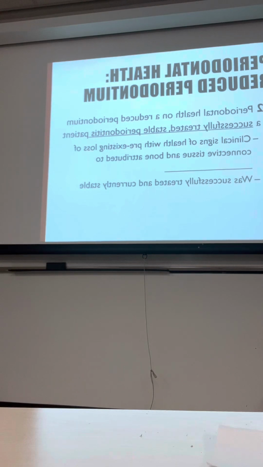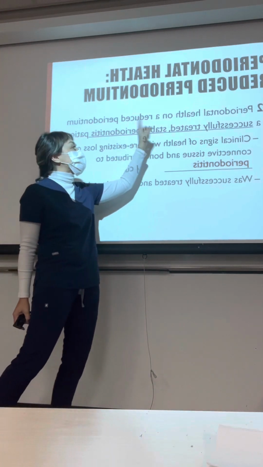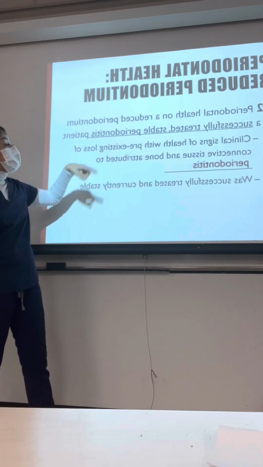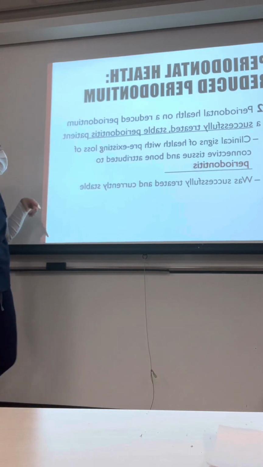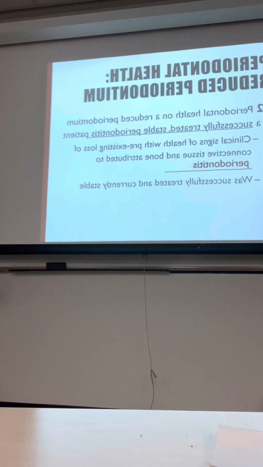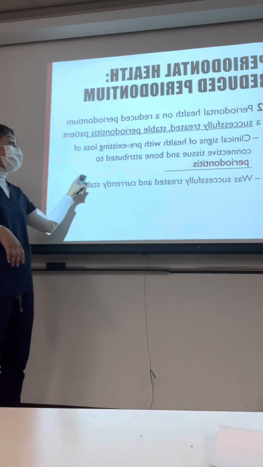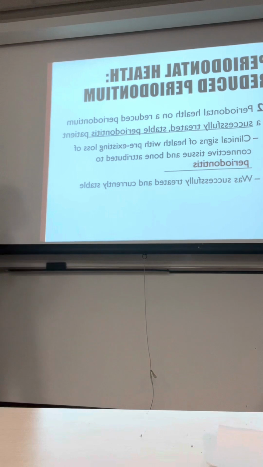Okay, then we have situation number 2. This is someone who had an SRP in the past, right? They were diseased before. They got their SRP done. They are now good. So this person is health on reduced periodontium in someone who has been successfully treated and now their bone is stable. Clinical signs of health with pre-existing loss of connective tissue and bone that has been attributed to previous disease. So this patient was successfully treated, now they're good, so now we call them health, but on reduced periodontium.